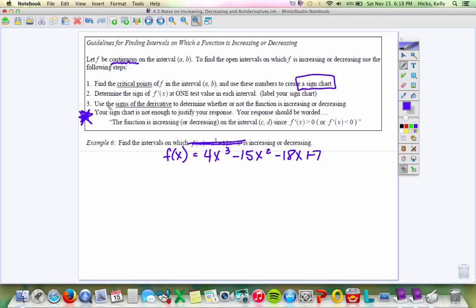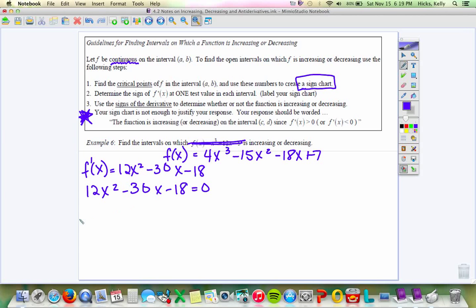Okay, so the first thing we need to do is to find the critical points. And we find the critical points by finding the derivative and seeing where it's equal to 0 and where it is undefined. So to find the critical points, we do the derivative. There we go. And we get 12x squared minus 30x minus 18. Now we need to set that equal to 0 and solve for our zeros.